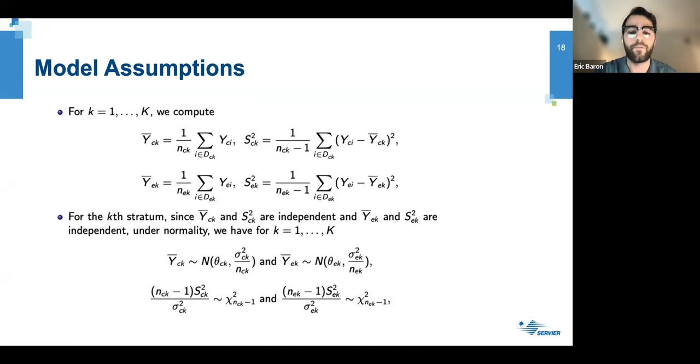What's different in our approach is that previous approaches estimated the population variance within the kth stratum using the sample standard deviation. We generalize and extend this by putting a prior on it and estimating it in a fully Bayesian manner.